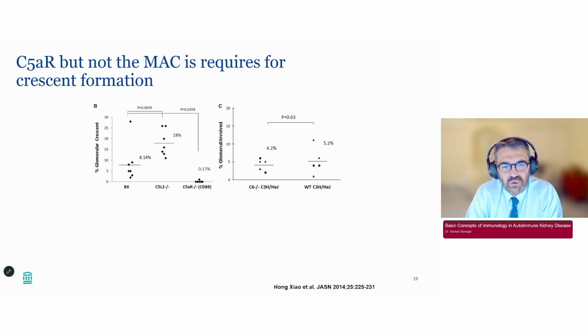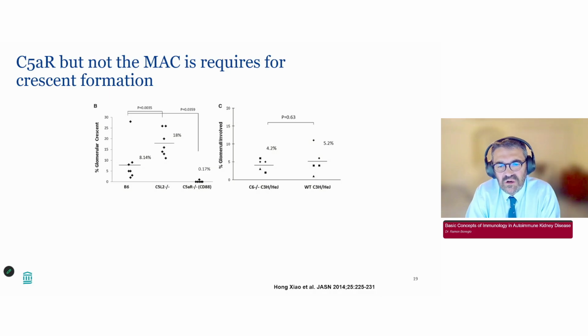You can see that also, like I explained to you previously, if you just take a B6 mouse, you get a certain number of glomerular crescents. If you knock out the C5a receptor, those crescents go virtually to zero. And that C5L2, that's a sort of ectopically expressed human C5a receptor, and there you can see that the crescents get worse. So on the left-hand side there, that suggests that C5a receptor is playing an important part in the pathogenesis of ANCA vasculitis, or at least in this animal model of ANCA vasculitis.